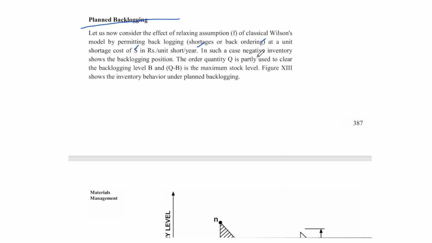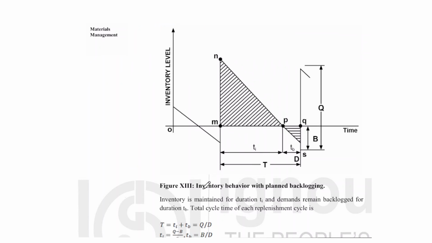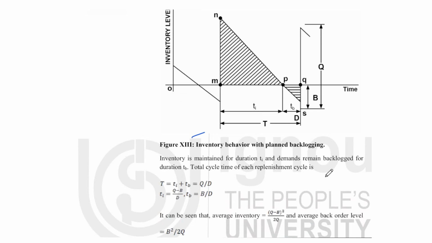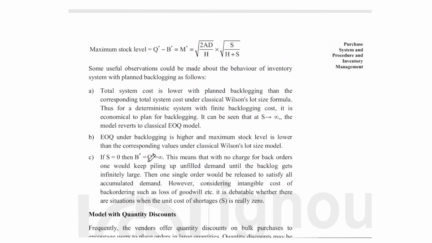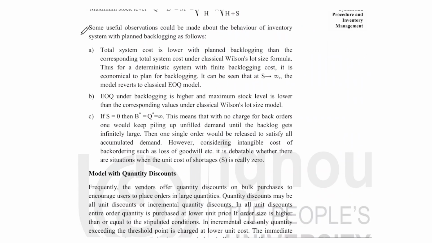So the order quantity Q is partly used to clear the backlogging level B, and Q minus B is the maximum stock level. So here is again the figure of inventory behavior with the planned backlogging. This is the inventory level, here is time, so inventory behavior with the planned backlogging is here, based on the equations also here. And some useful observations could be made about the behavior of the inventory system with planned backlogging as follows.